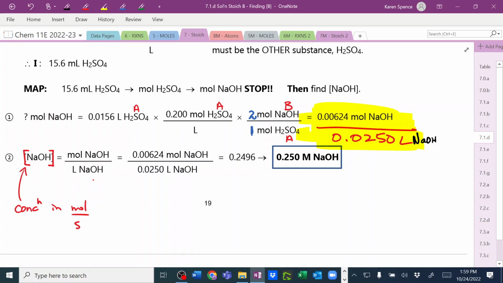I want to know what's wrong with the work I'm showing.